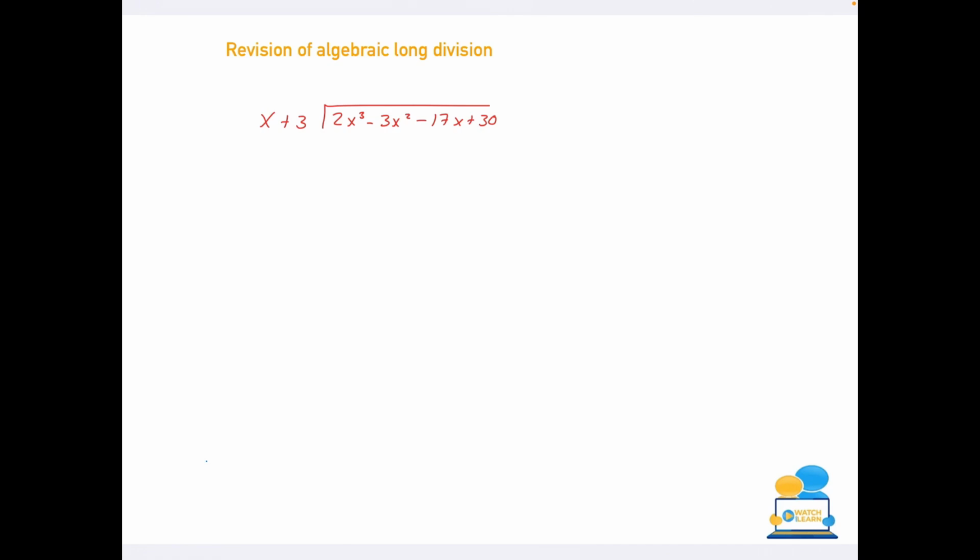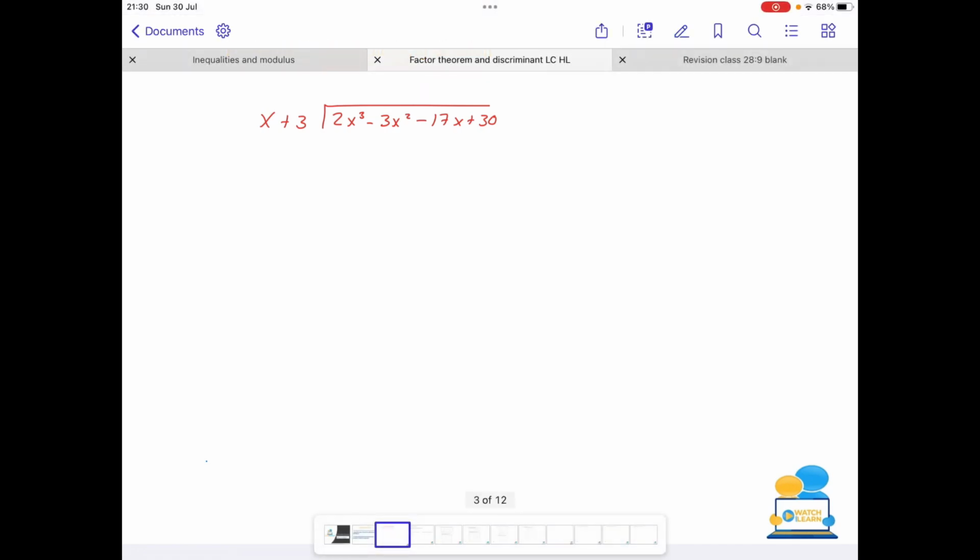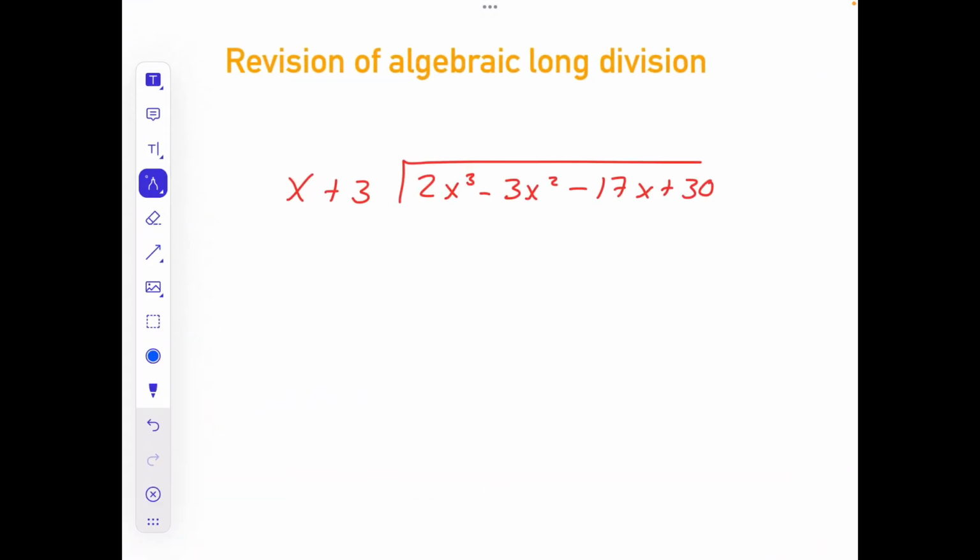So we're going to start with revision of long division in algebra that you would have seen at junior cert. I know some people might do this with the box method. For any of these factor theorem questions, I'm going to do it using this layout. So long division with algebra. This does take a little bit of practice, but once you get into the flow of it, then it's all repetition from there.